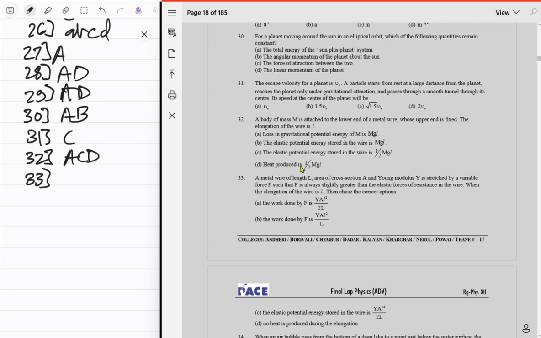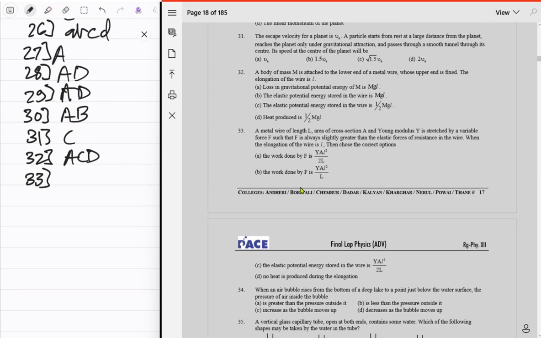33. A metal wire of length L, area of cross section A, Young's modulus Y is stretched by a variable force F such that F is always slightly greater than the elastic forces of resistance in the wire. When the elongation of the wire is l, then choose the correct options. Force variable है, okay. F is always slightly greater than the elastic forces. Right, so basically reversible process kind of like that.